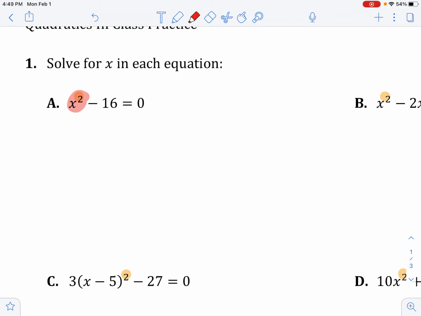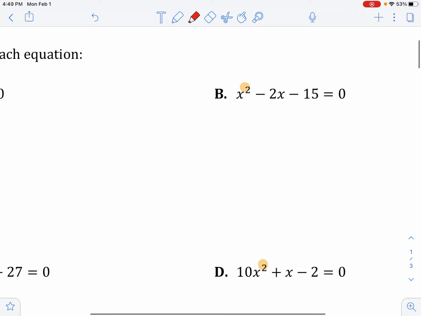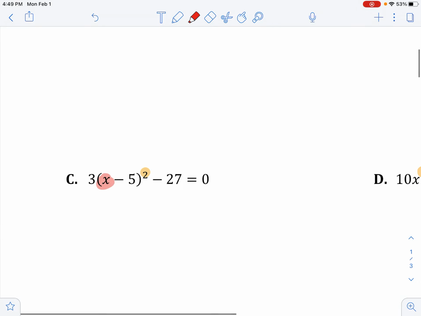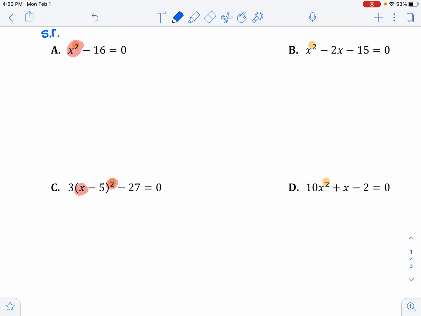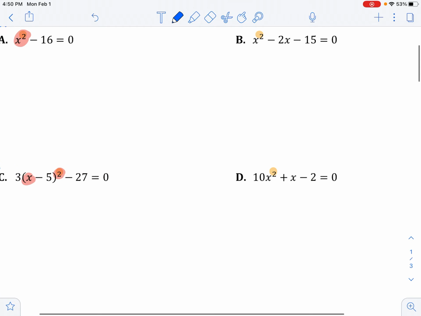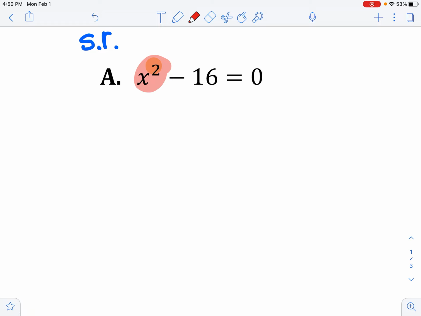A has just an x squared, so you can solve by square rooting. So I'm going to put SR for square rooting. This has an x squared and an x, so that's a nope, can't. This has just an x squared. It doesn't have an x squared and an x. That's what I'm looking for, like B does. So this you can solve by square rooting. This has an x squared and an x, so that is not solvable by square rooting. Okay, so let's solve the two that are solvable by square rooting.